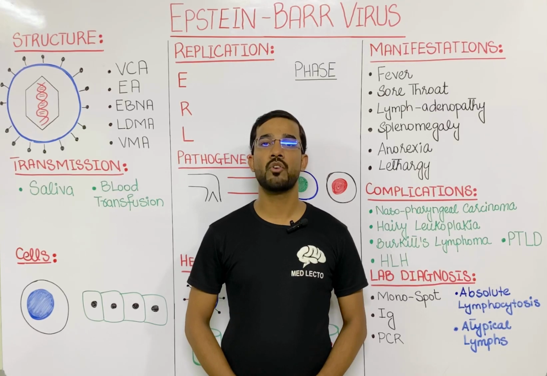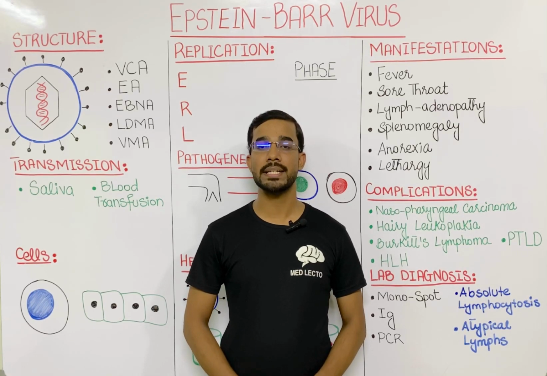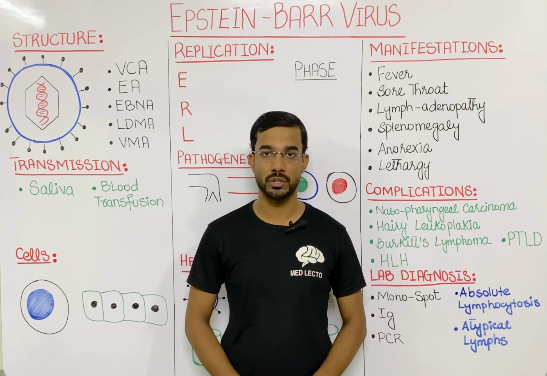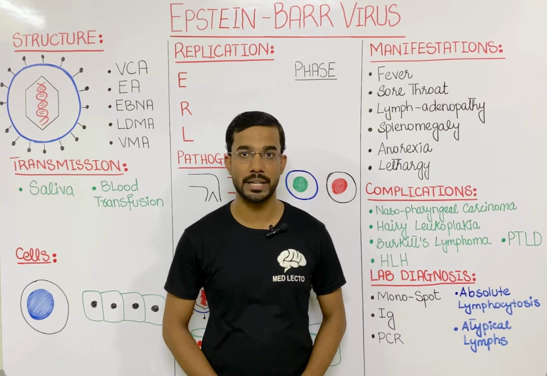In this lecture, we are going to discuss Epstein-Barr virus (EBV), the most important agent of infectious mononucleosis. So without wasting time, let's get started.